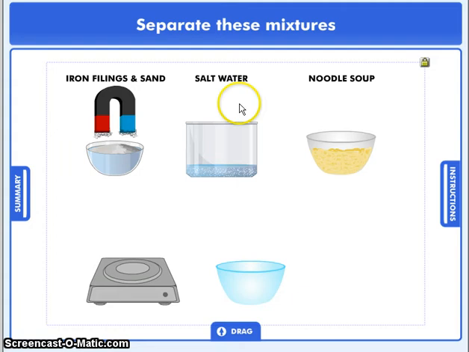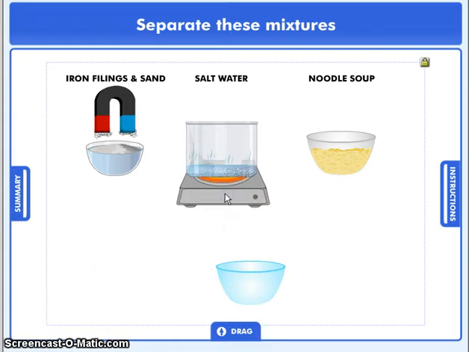Another mixture is salt water, because that's a combination of salt in water. If I wanted to separate these out, and you might have done this one by accident at home, I could simply heat the salt water, the water would evaporate, and I would be left with salt crystals in the bottom of my container.